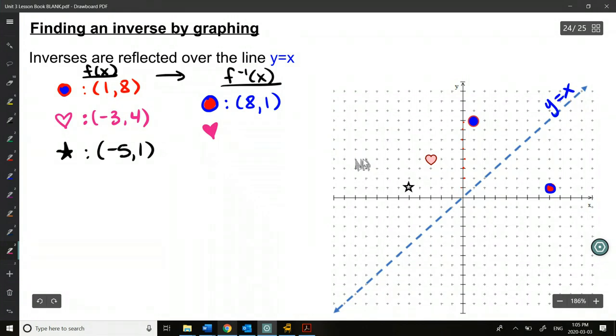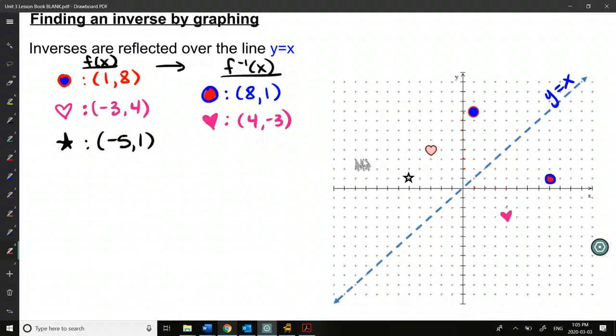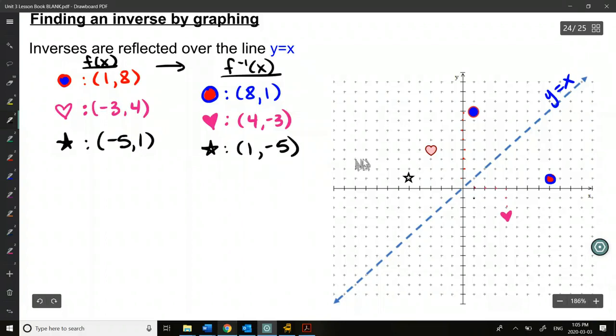New heart for the inverse function becomes 4, -3. So you take the x's and y's and swap their locations. So 1, 2, 3, 4, 1, 2, 3. So we have a heart here. And then star is at 1, -5. So 1, 1, 2, 3, 4, 5. Star is going to be here.